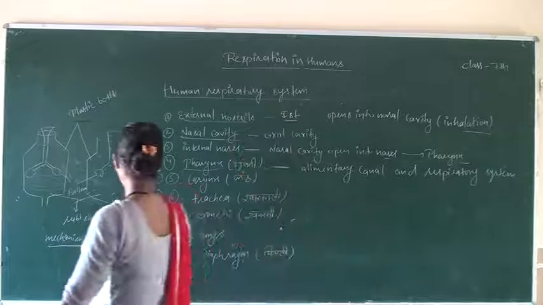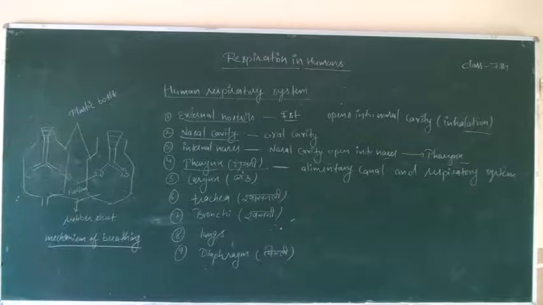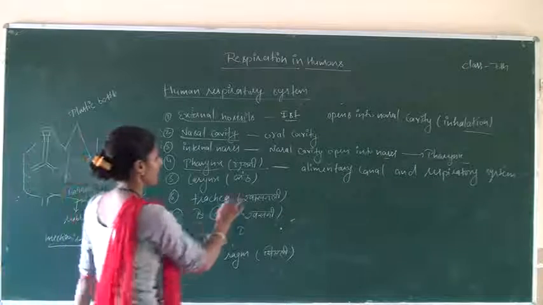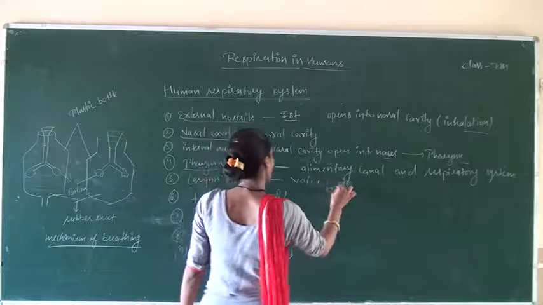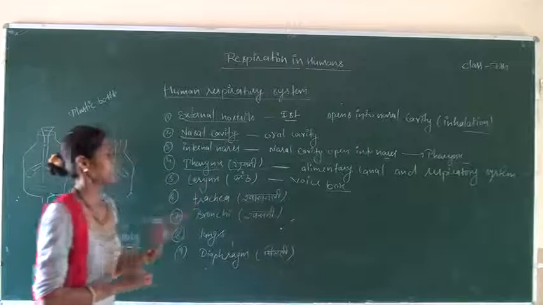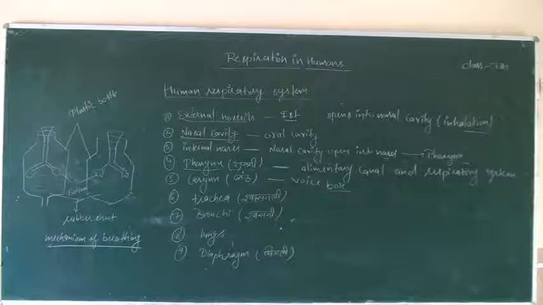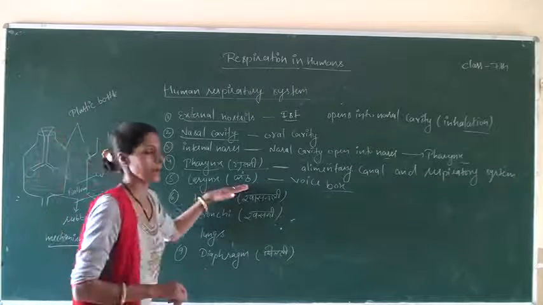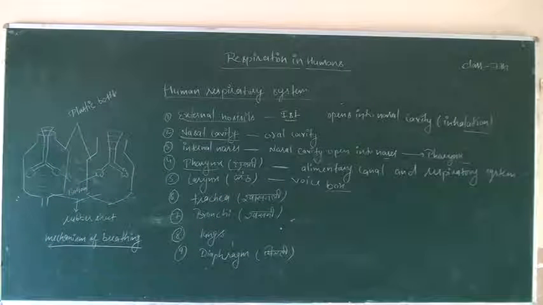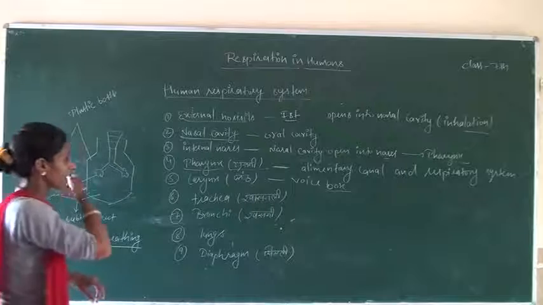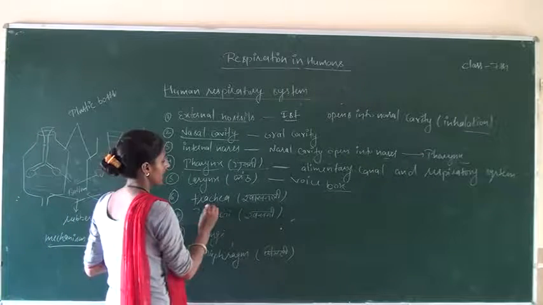Okay. After that, the larynx. Larynx is an enlarged part of the trachea, which is also called the voice box. It produces voice by the passage of air between the vocal cords.